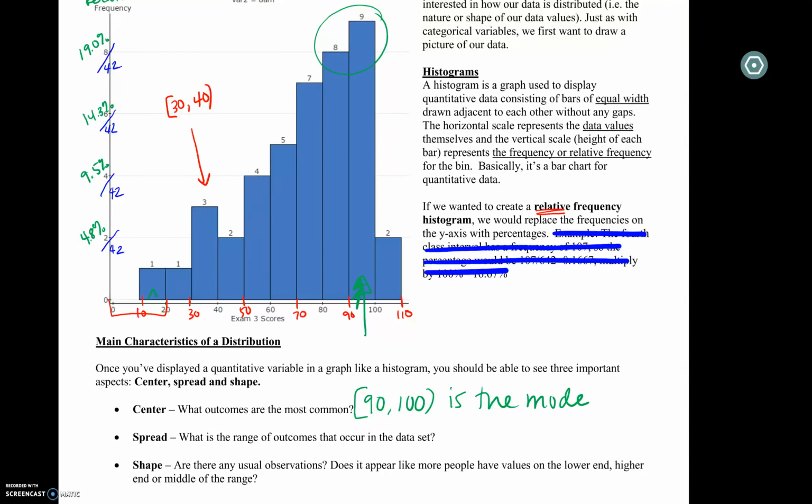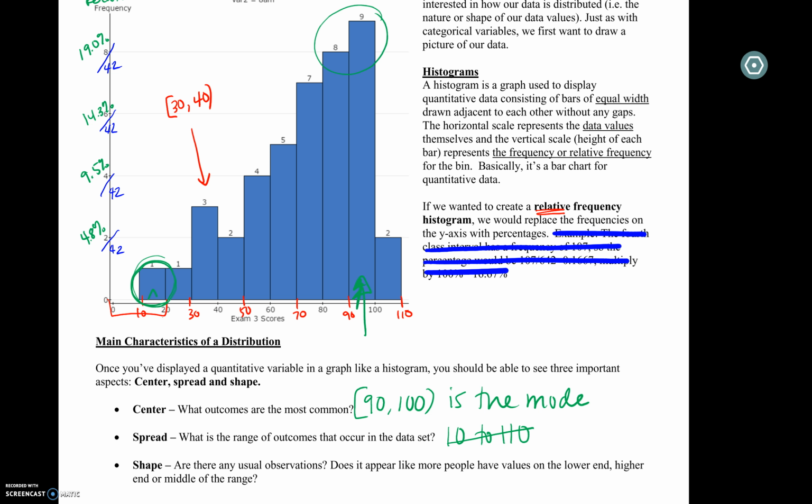What range of outcomes occur in the data set? Now, if you're using the histogram, you kind of have your arms tied behind your back here because all we can see is that the smallest value is somewhere between 10 and 20. You can't just say we have from 10 to 110. That's not okay because 10 is not necessarily what this value is.